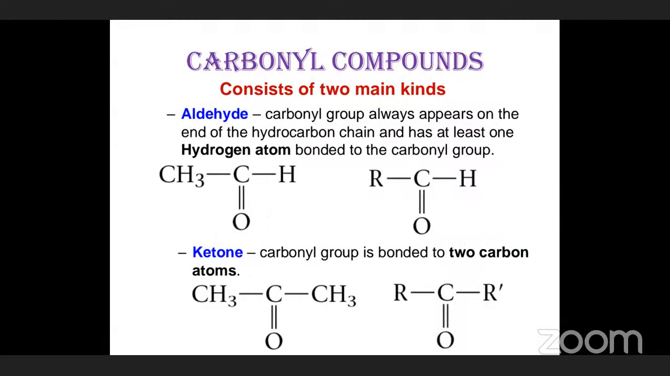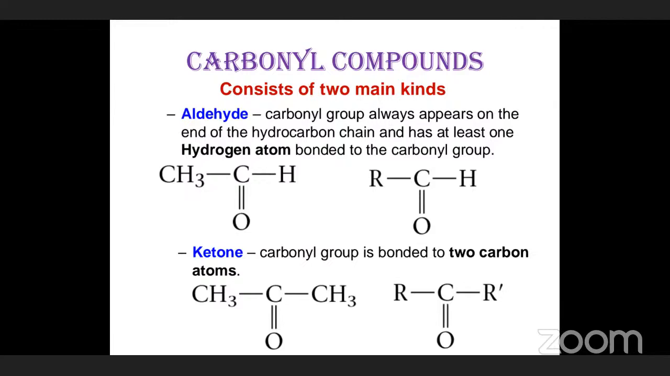So we said there are 2 main kinds, the aldehydes and the ketones, and we have shown, if you look at the structures on your right-hand side, you would see the general formula that I wrote earlier. And then on your left-hand side, you will see examples. In the aldehyde, you see that the R is represented by a methyl, CH3, in this particular example.